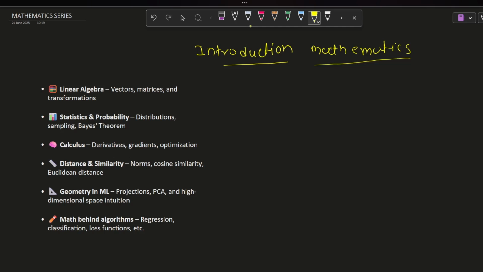Do you feel stuck when people start talking about vectors, matrix, and derivative in machine learning? What is a vector? Basically, vectors are like one, two, three. That's a vector, and similarly, a matrix.